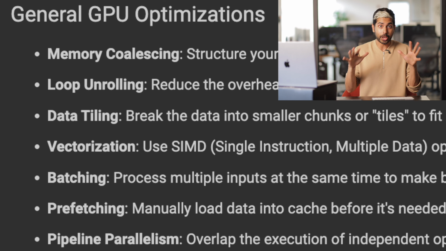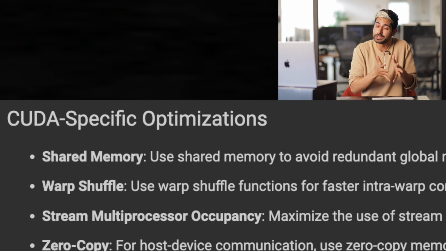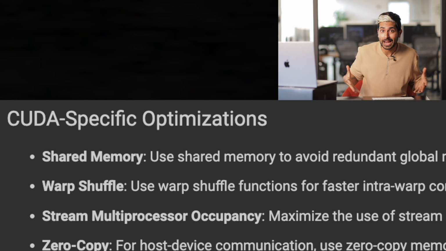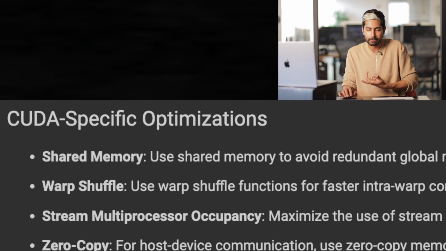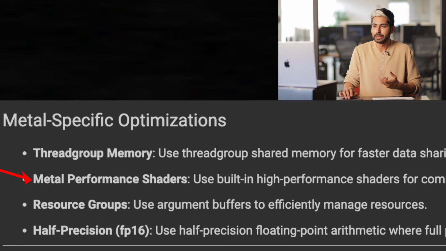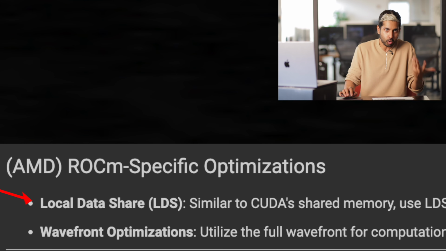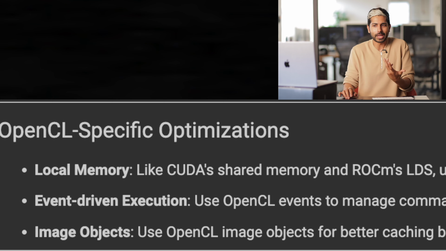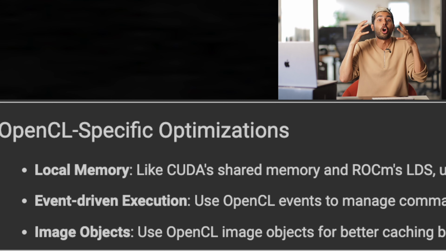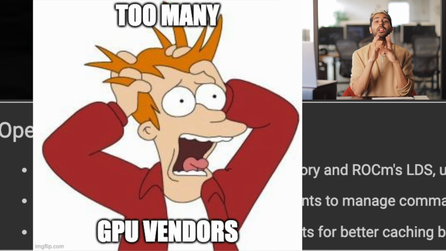And that's general purpose. There are also specific optimizations that apply for specific types of GPU vendors, like shared memory in CUDA or warp shuffle. But in Metal, there's thread group memory or performance shaders. But in AMD ROCm, there's local data shaders and wavefront optimizations. And in OpenCL, you see where I'm getting to? This is hard to learn. There's a lot out there.